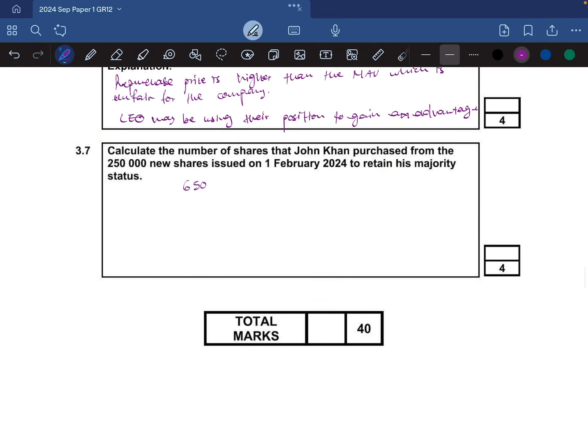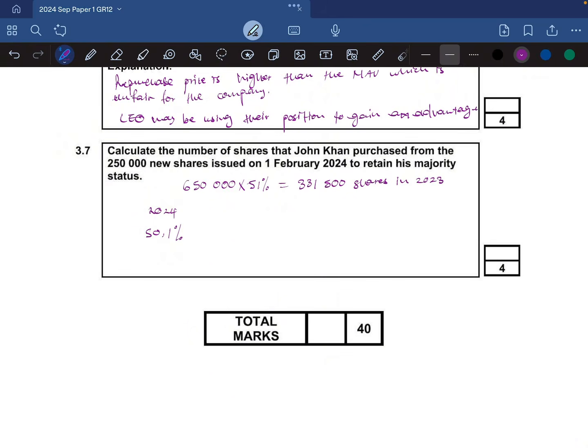We know that there were 650,000 shares multiplied by the 51% that he had. So 650,000 multiplied by 51% is 331,500 shares in 2023. Then in 2024, we need to add to the 331,500 shares such that he will own 50.1%, but there's also an increase in the number of shares. We know that he owns 50.1%, right?